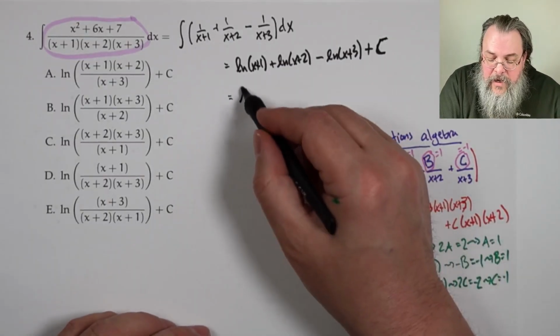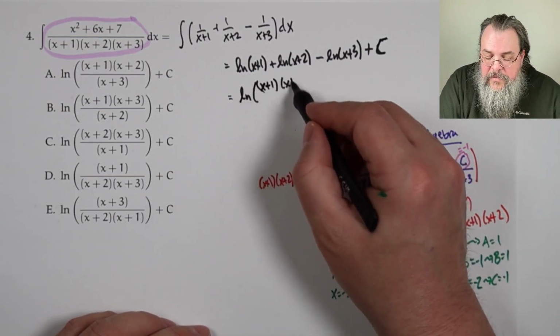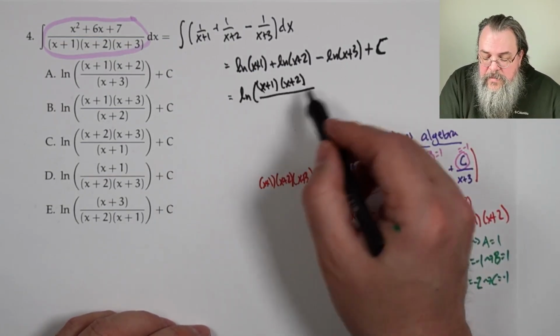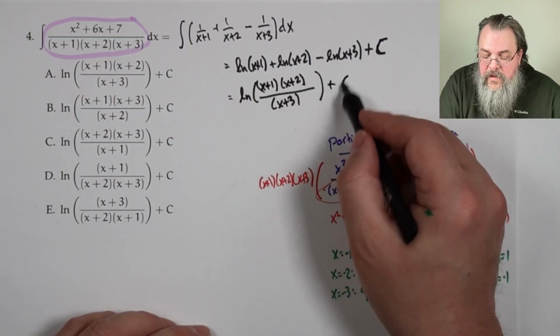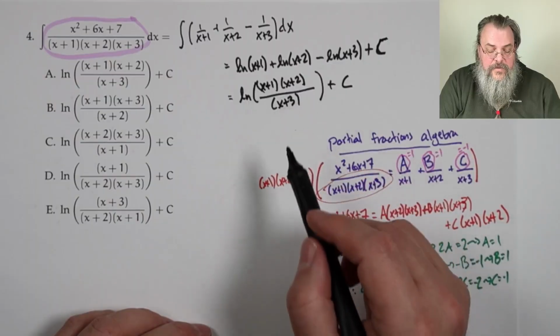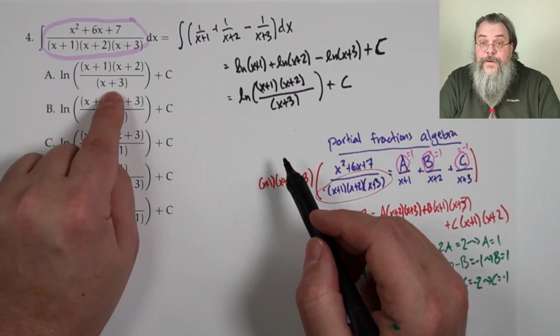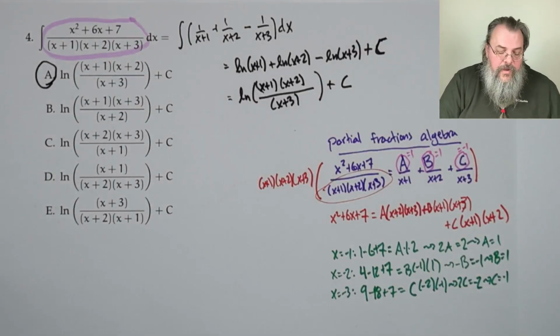And so we have log. There's an x plus 1 upstairs. There's an x plus 2 upstairs. And there's going to be an x plus 3 downstairs. And that's all our log terms. So that's what we're looking for: x plus 1 upstairs, x plus 2 upstairs, x plus 3 downstairs. We don't have to look far. Our answer is A.